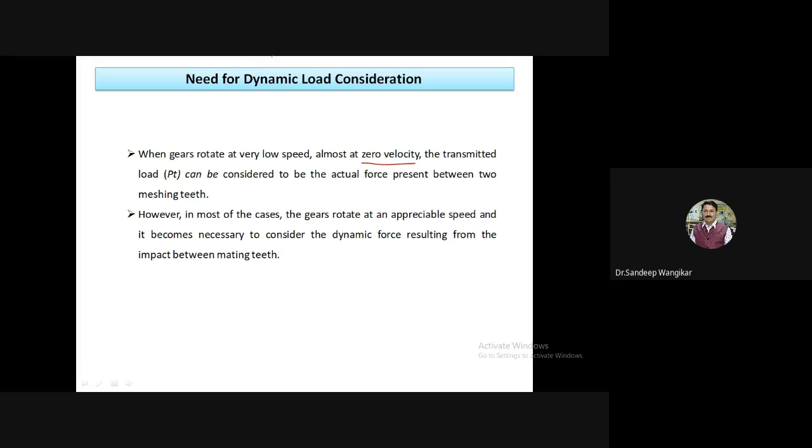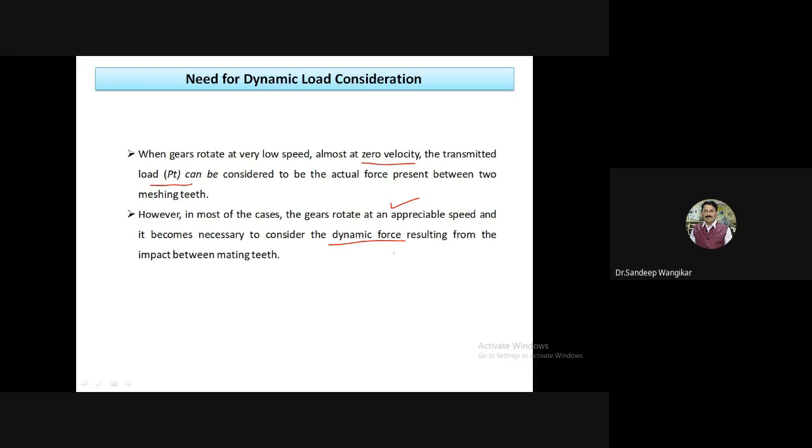So in this case, the dynamic load can be neglected and we can say that PT is the only load which is acting between the meshing teeth. However, the gears are made for power transmission, again at higher RPM, therefore gears rotate at appreciable speed. Let us assume 1000 RPM, 1500 RPM like this. And it becomes necessary to consider the dynamic force.